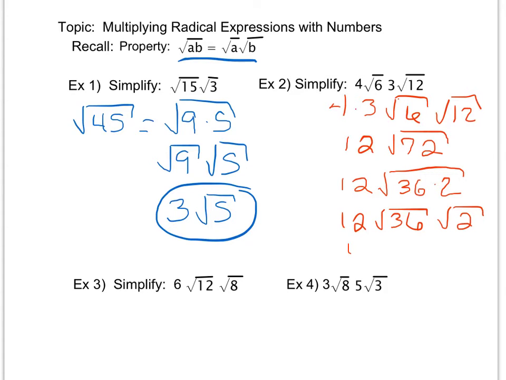I know the square root of 36 is 6, so I'm going to change that to 12 times 6. I do not know what the square root of 2 is. Finally, 12 times 6 is 72, so I get a final answer of 72 times the square root of 2.